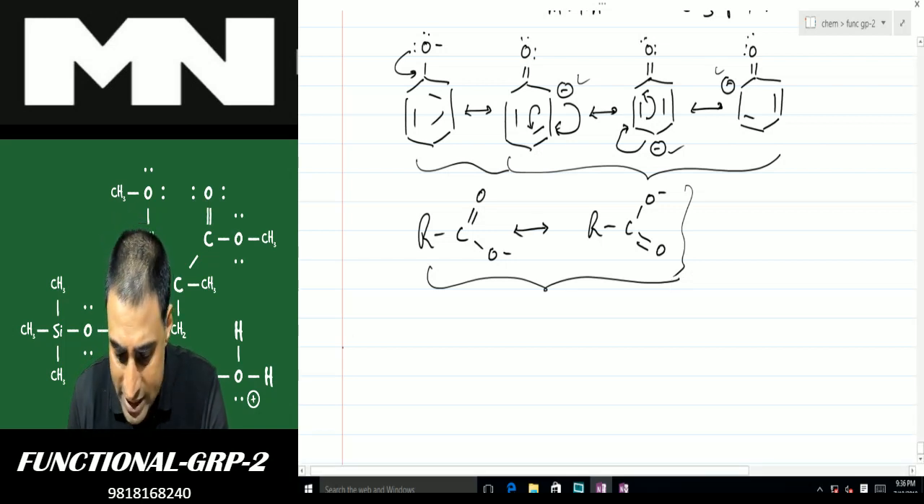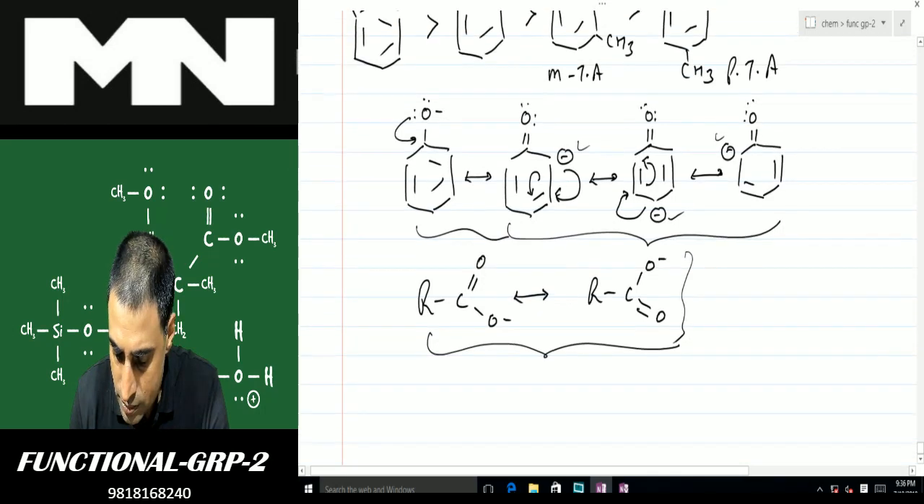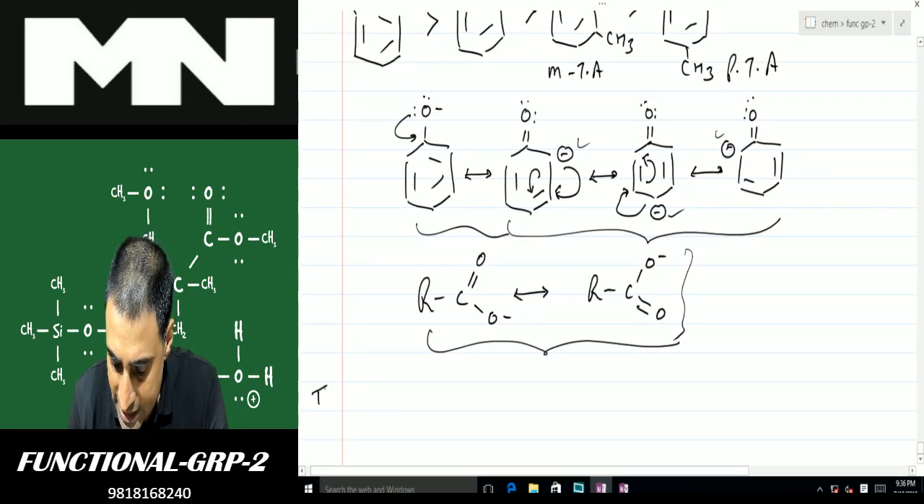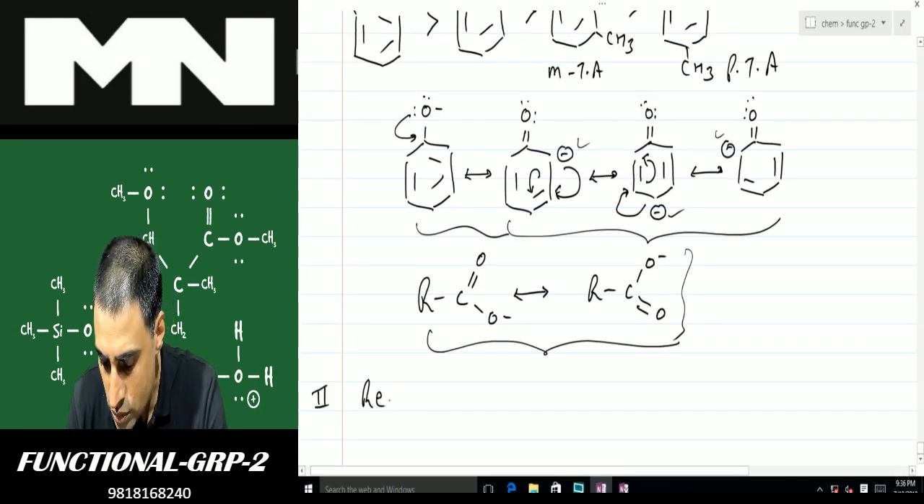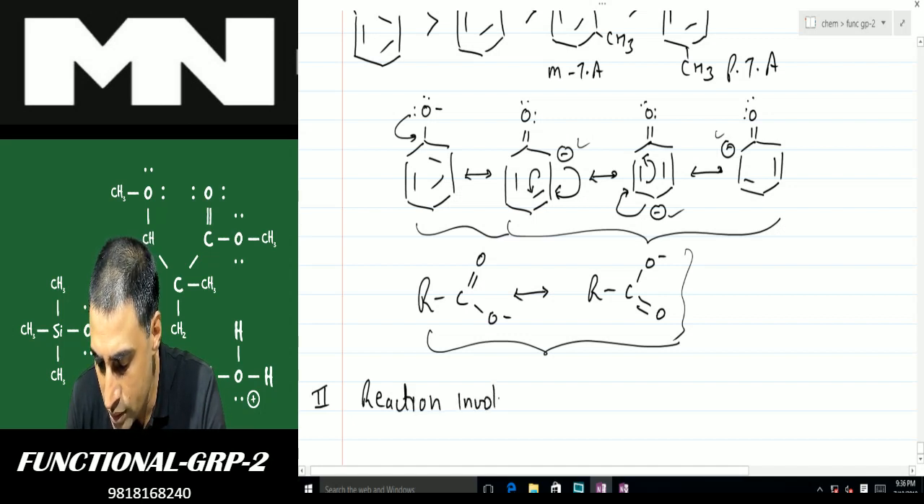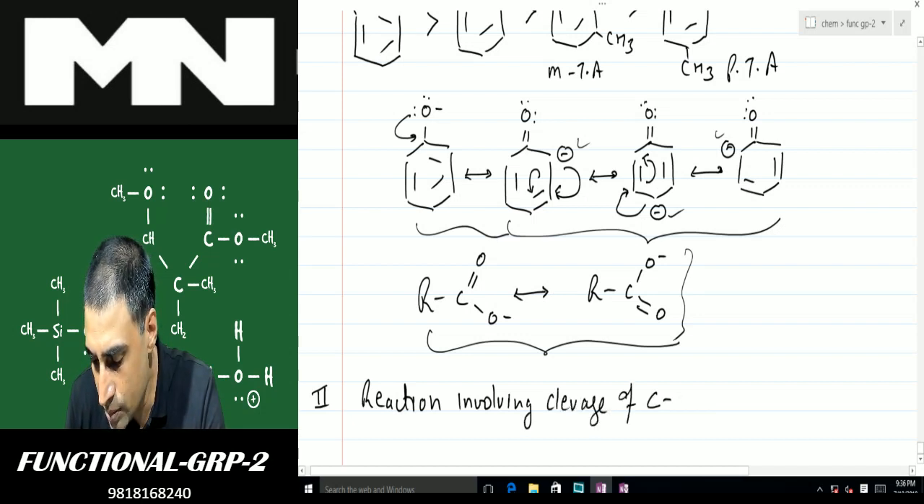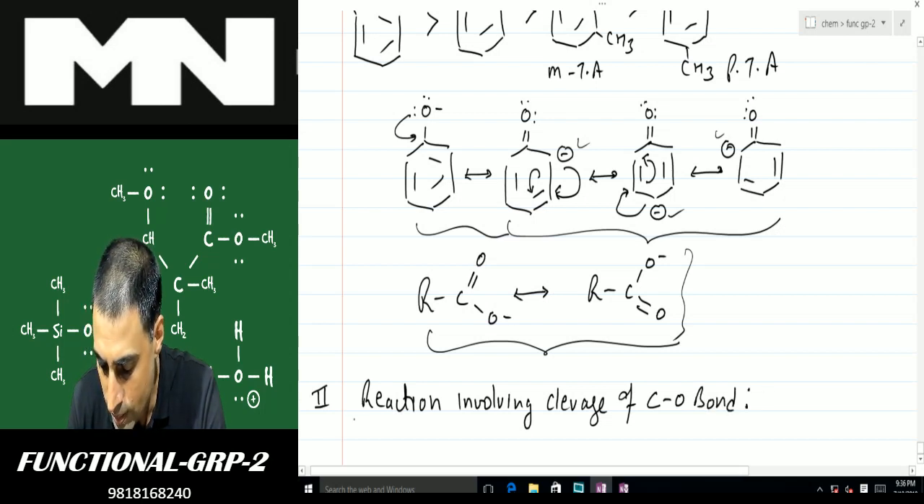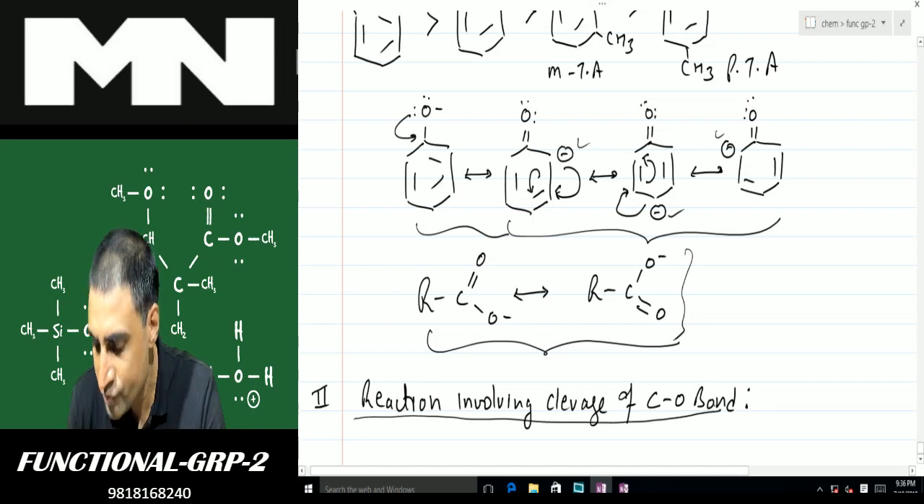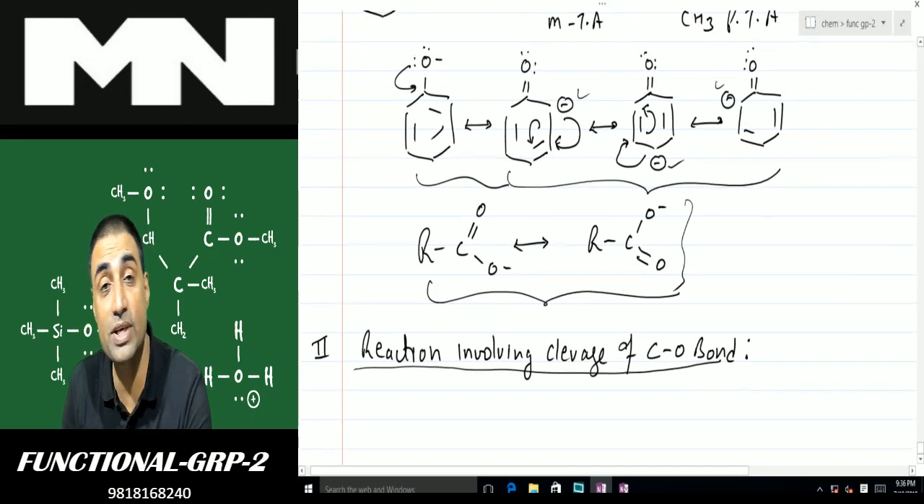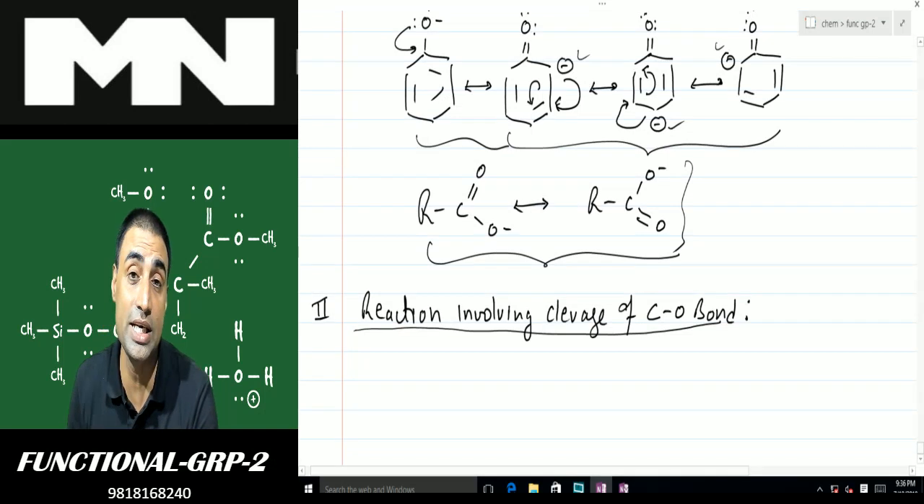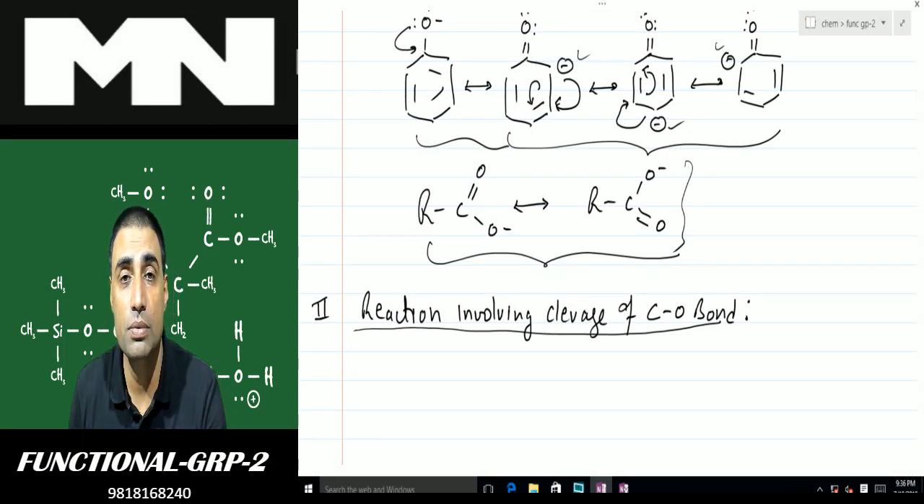Now we'll talk about their second type of reactions. The second type of reactions are reactions involving cleavage of carbon-oxygen bond. Well, as far as these reactions are concerned, in this we basically do the preparation of acid derivatives.